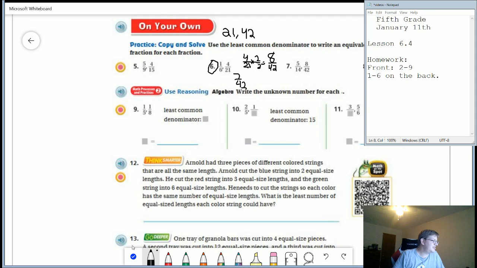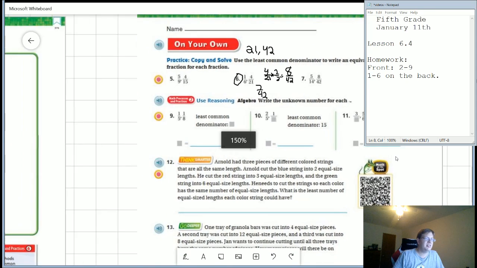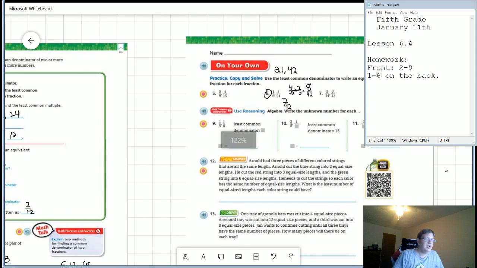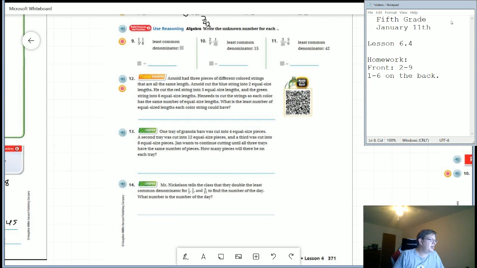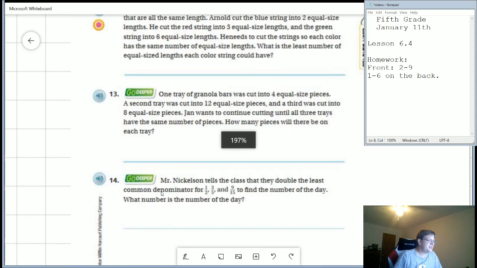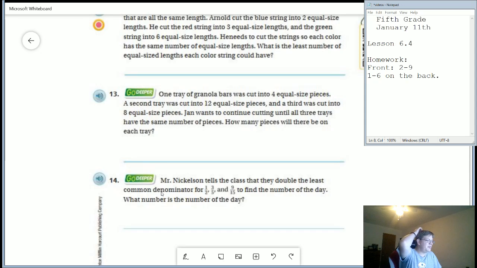We're running really short on time, and I will take the blame for that. I do want to do one more of these problems. Let's do number 14. So Mr. Nicholson tells the class that they double the least common denominator for 2, 5, and 15 to find the number of the day.